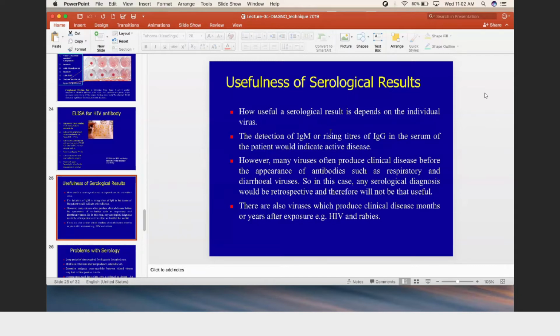Detection of IgM or a rising titer of IgG in the serum is an indication of active disease, recent disease.